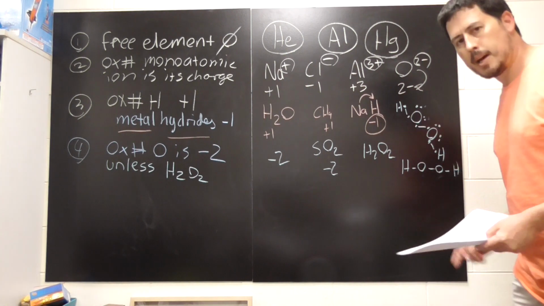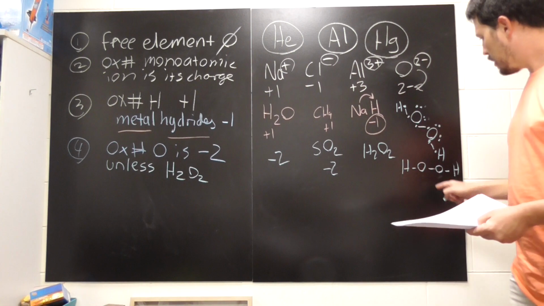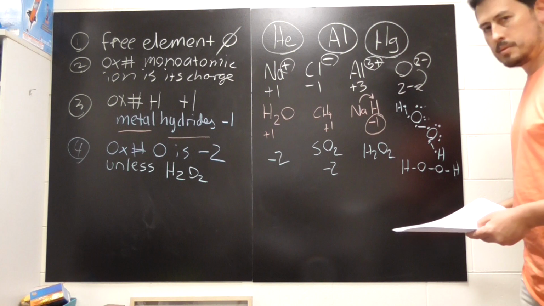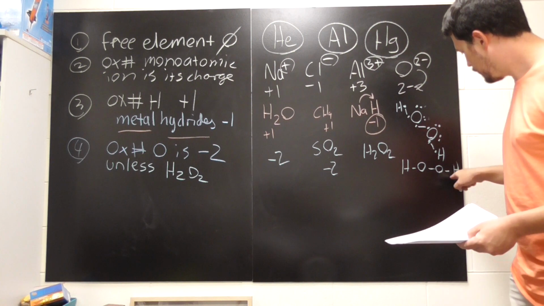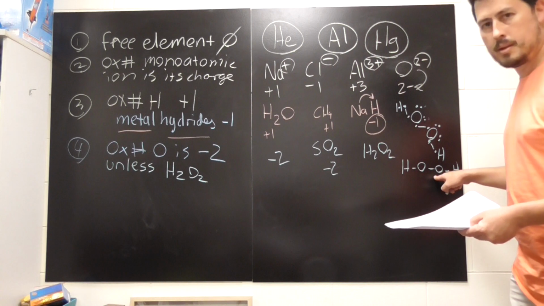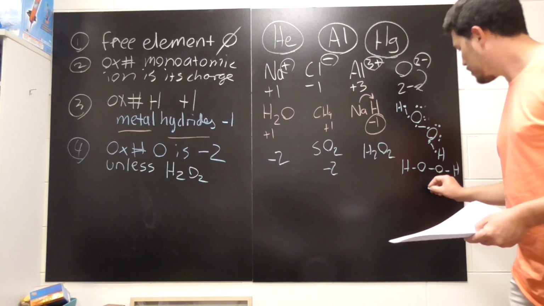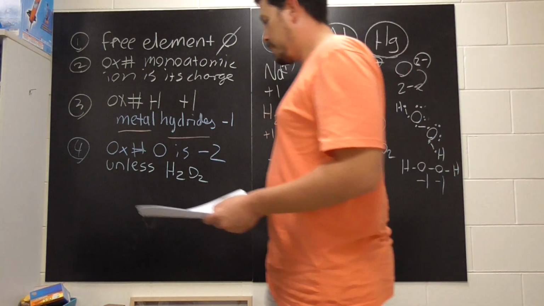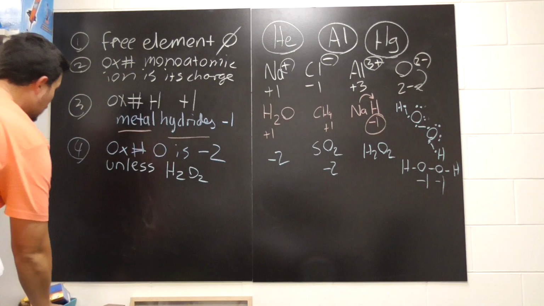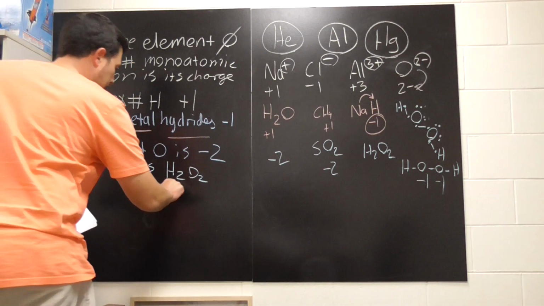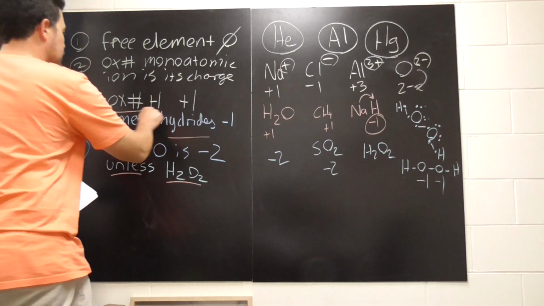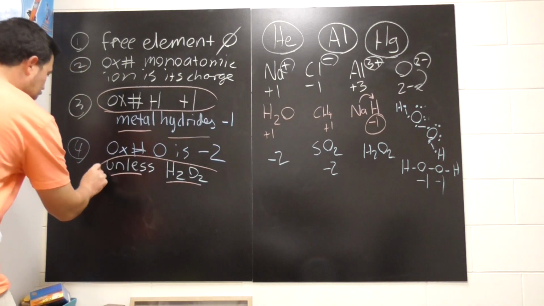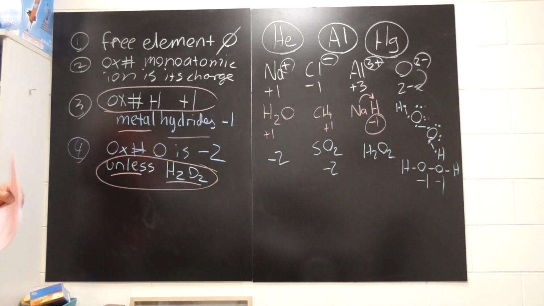Of course, hydrogen only ever has 1 electron to give. And in the case of this molecule, the oxygen hasn't received 2 electrons. This oxygen here has only received 1, and so has that. So in this situation, the oxygen has an oxidation number of -1, because both of them have gained only 1 electron from hydrogen. So these 2 rules, 3 and 4, both have exceptions. Oxidation number of hydrogen is always +1, unless it's in a metal hydride. Oxidation number of oxygen is always -2, unless it's in hydrogen peroxide.